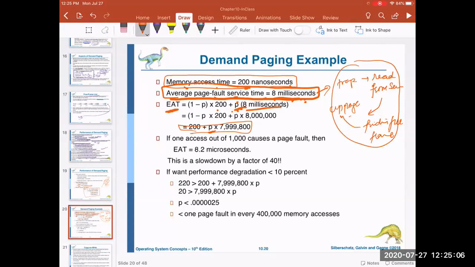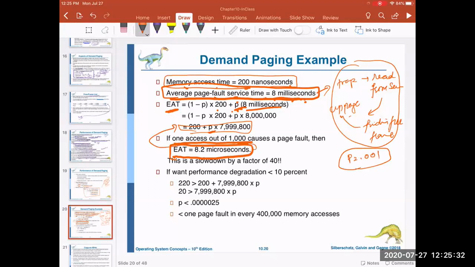So if we say one access out of 1000, so P is what? 0.001. So here the P is 0.001. So one access out of 1000 causes a page fault. Okay, so what would be the effective access time? Can you put in the value of this? Do you get this? Can you match it?